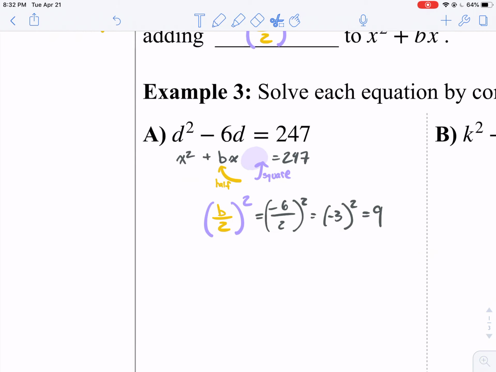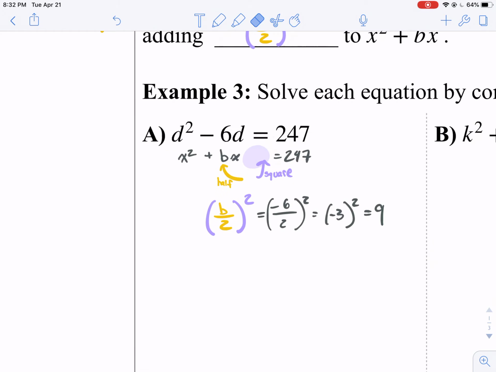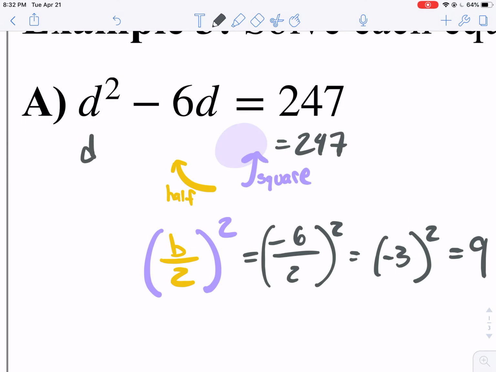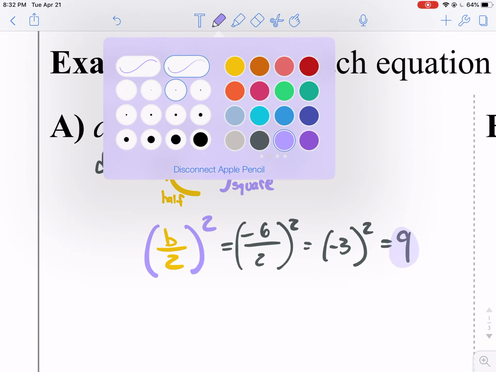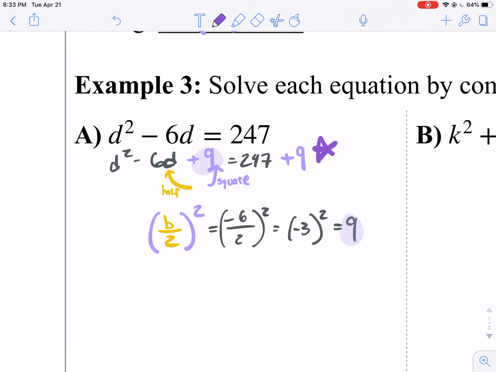So we want to add 9 to the side of our equation to make it a perfect square. I should have rewritten this. Hold on. You know what? I'm just going to replace this. I can do that. Okay, so we have d squared minus 6d, and then we wanted to add 9 here. So let's go ahead and add 9 to our equation. But wait guys, this is an equation, so we need to add 9 to the other side too. That is super important. Remember to add to both sides.